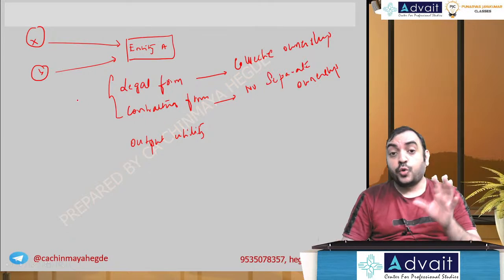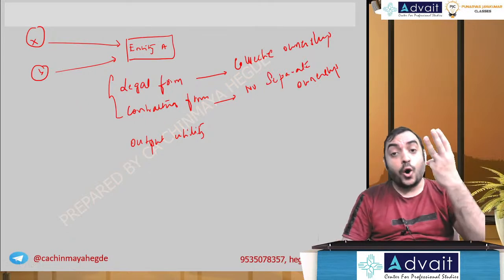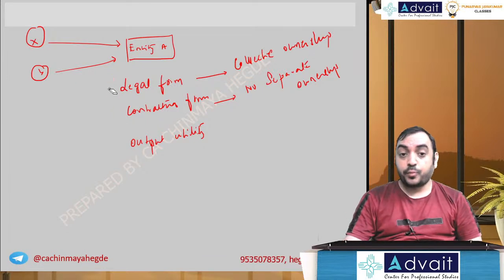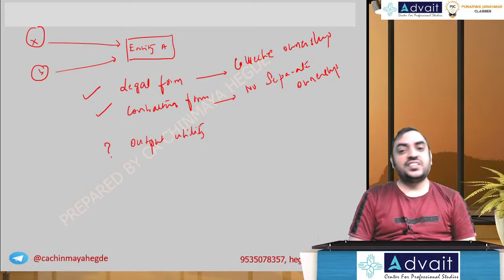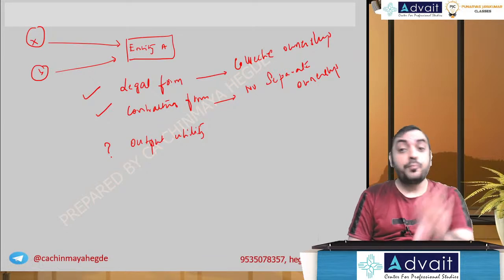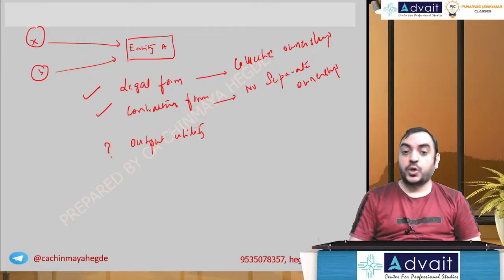But to classify it as a joint venture, all three points should be satisfied. First point satisfied, second point satisfied. What about the third point? If the third point is also satisfied, then you can say joint venture. Even if one point is not satisfied, it becomes a joint operation.